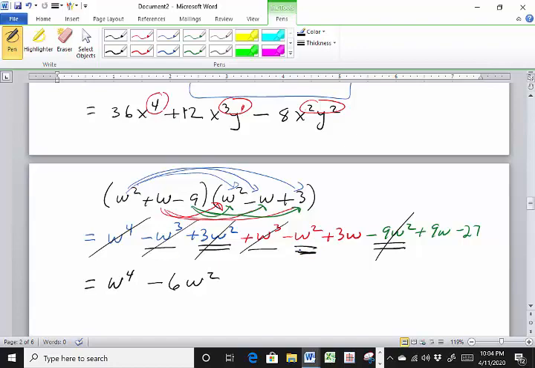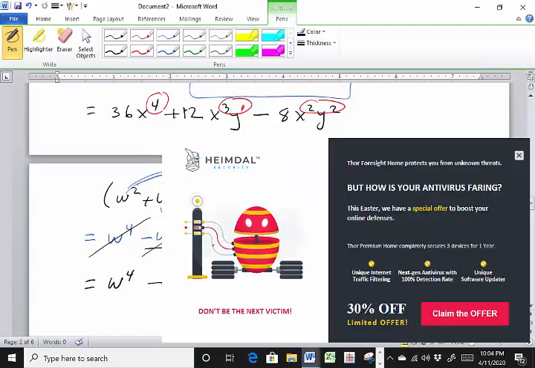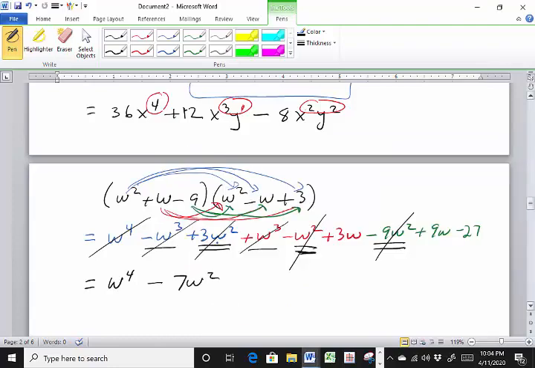Alright, so that's actually going to be, so if the 3 and the minus 9 is minus 6, and there's a minus 1 there, so it'd be minus 7, right? So be careful of that. Sometimes you see so many of these terms, so I'm done with that one now. So let's just double check. 3w squared minus w squared would be 2w squared, and 2w squared minus 9w squared is minus 7w squared. Okay, so I'm confident about that.